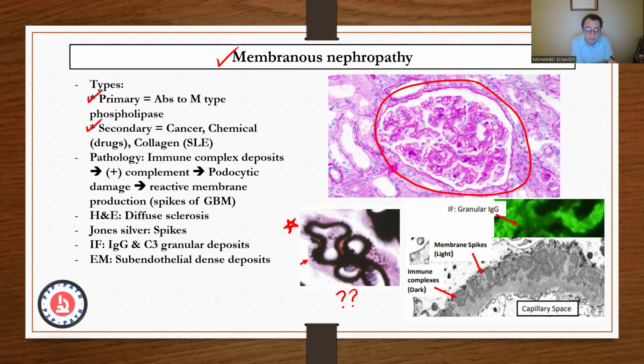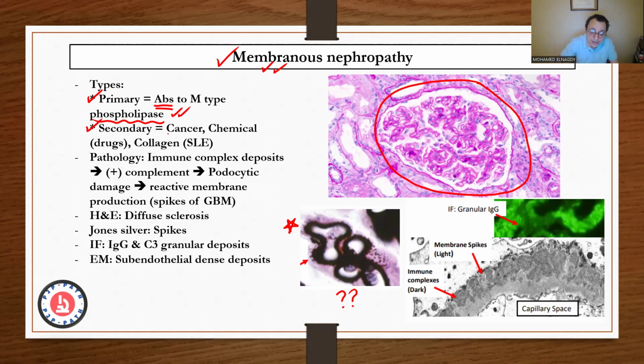Secondary is more common. Primary is less common and happens in middle age. It is autoimmune, with antibodies against a kind of membrane protein. You know the phospholipids in the membrane? It reminds me, membranous is autoimmune against phospholipase, the enzyme which acts on the membrane phospholipids and starts the inflammatory pathway by producing arachidonic acid. So primary is autoimmune antibodies against phospholipase in the membrane.